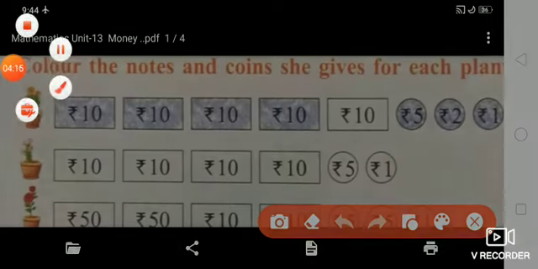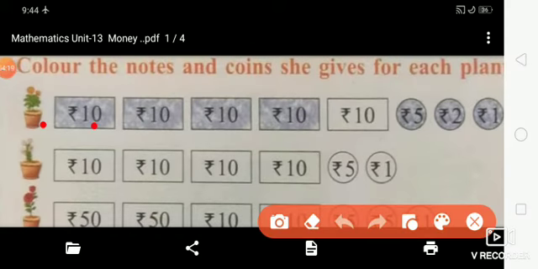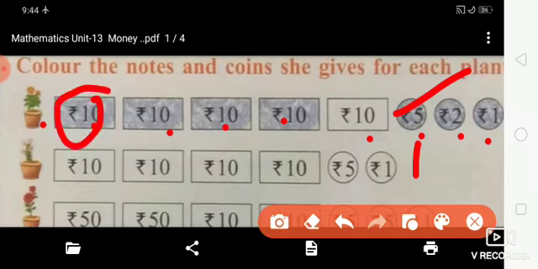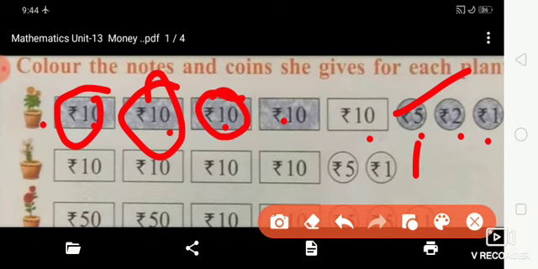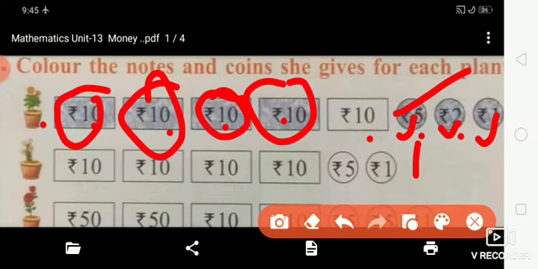So first one, the cost of the marigold flower is 10 rupees. So first color the notes and coins to give for each plant: 5 rupees, 2 rupees and 1 rupee. Okay, that means here 10 rupees is a note, so color the coins: 5 rupees coins, 2 rupees coins and 1 rupee coins.